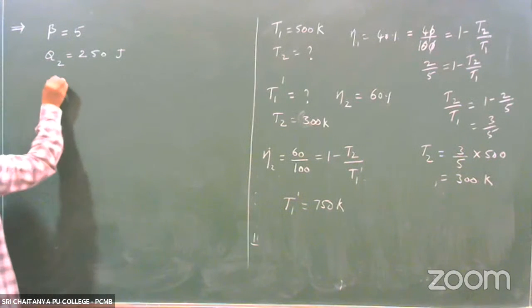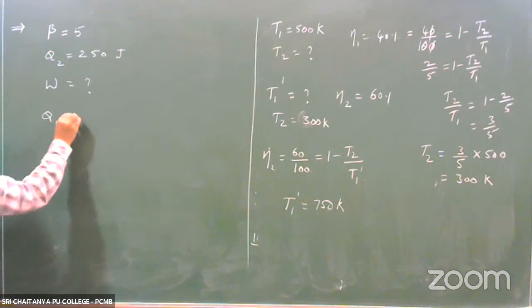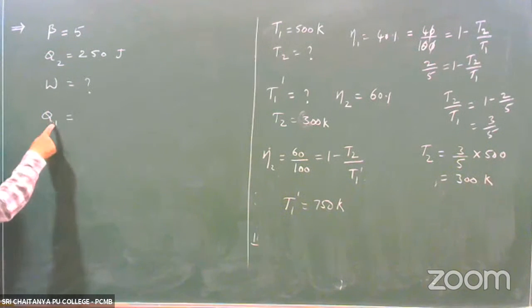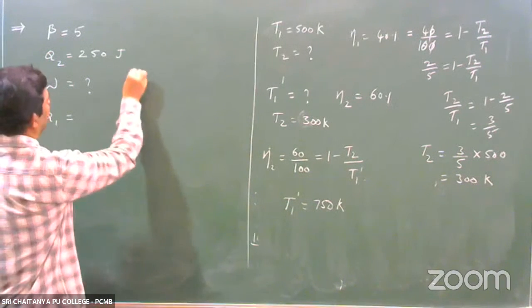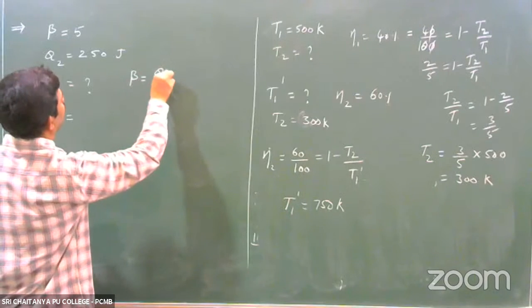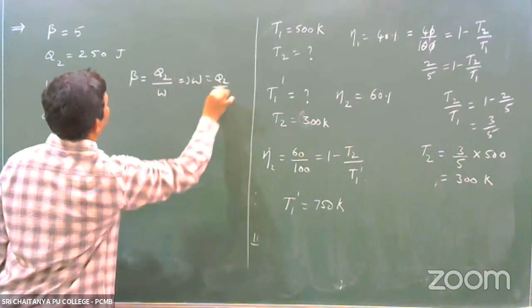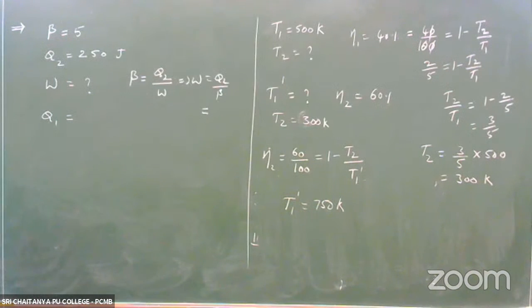The first question asked is, what is W? The second question asked is, how much heat does it give out to the room? What is the work done per cycle, and how much heat does it give out to the room? Two questions. To find W, there is a relation between these three. Beta is equal to Q2 by W. Then W is Q2 by beta. 250 by 5 is 50.